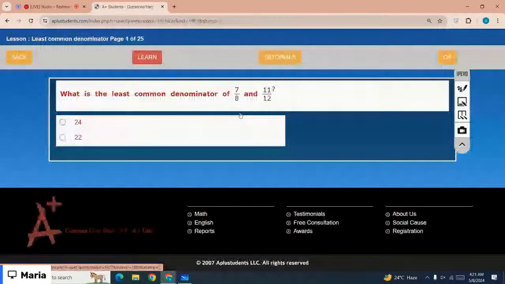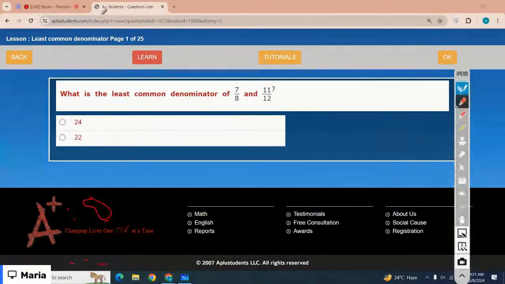What is the least common denominator of 7 over 8 and 11 over 12, right? The denominators are 8 and 12. Let's just write down the prime factors of 8 and 12. Prime factors of 8 are 2 times 2 times 2, right? And the prime factors of 12 are 2 times 2 times 3.